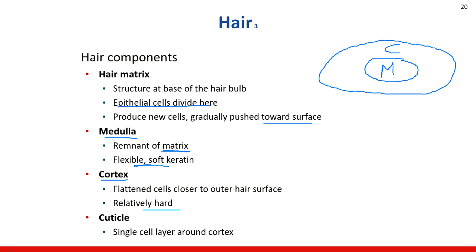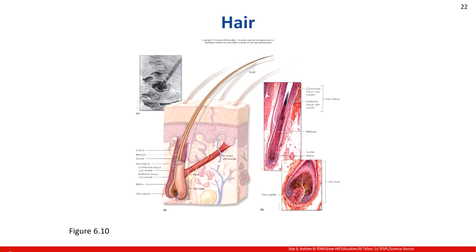configuration. And then outside of that layer, outside the cortex, we have the cuticle. It's one cell layer thick, and we find that outside the cortex. So if I kind of come into this, zoom in a little bit, show you what I'm talking about.